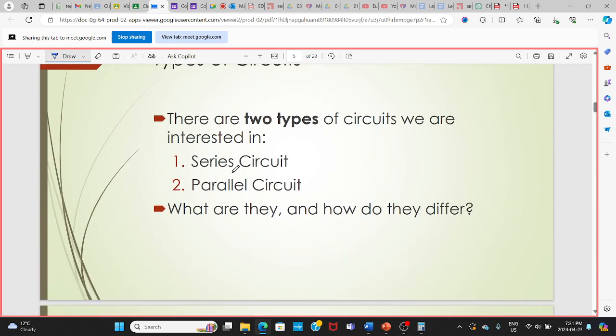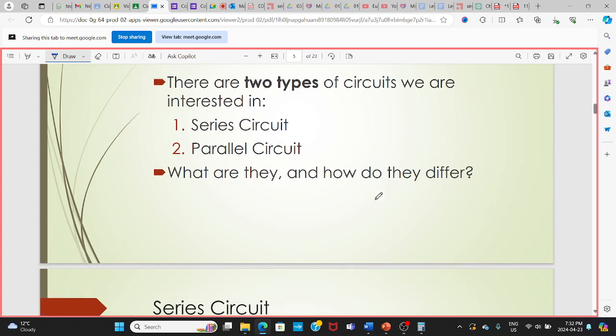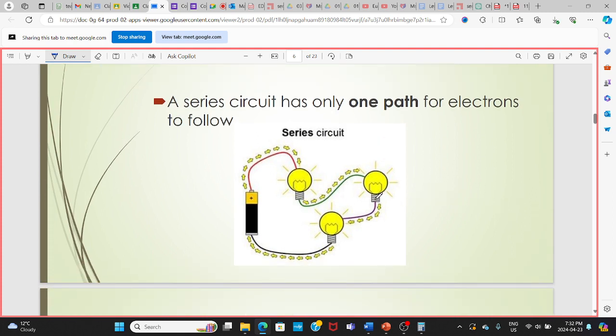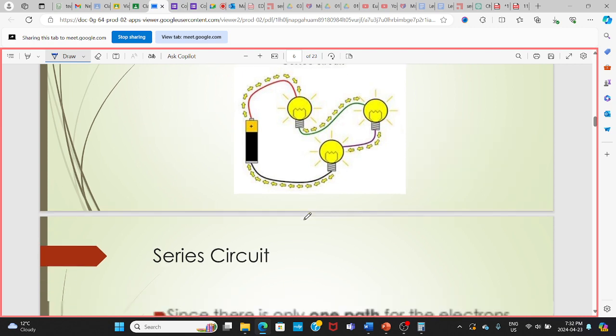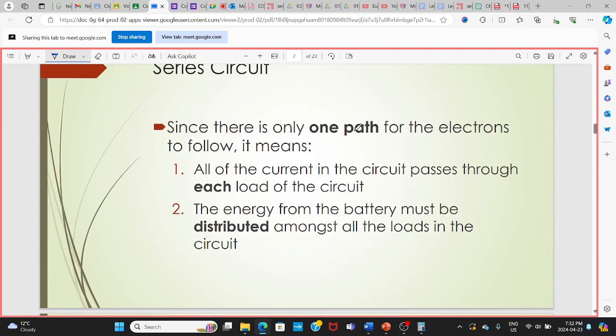So types of circuits, we have parallel and we have series circuits. So I believe we have this nice picture. Series circuits, when everything is connected one after each other, right? In series. It's a light bulb connected to another light bulb and connected to the battery this way. It's back to back. Since there is only one path for electron to flow, it means all of the current in the circuit passes through each load of the circuit.